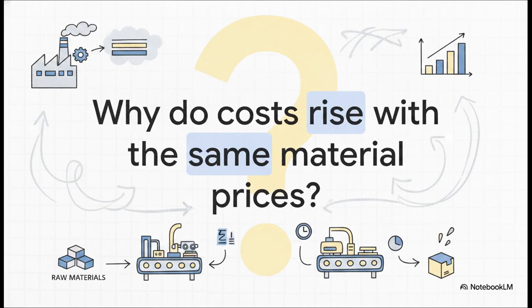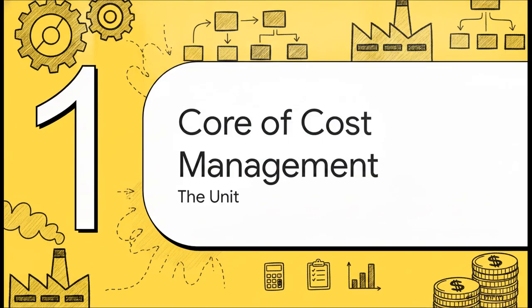You check the global market, prices are totally stable, yet somehow your final product cost has inexplicably crept up. Well, the answer to this mystery doesn't lie in the market. It's actually hidden deep within the factory's own data. It's right there in the physical reality of the production floor. Let's move to Section 1, the core of cost management, known as the unit.